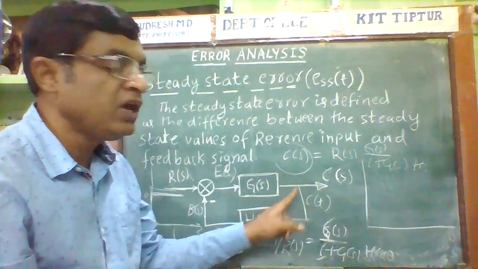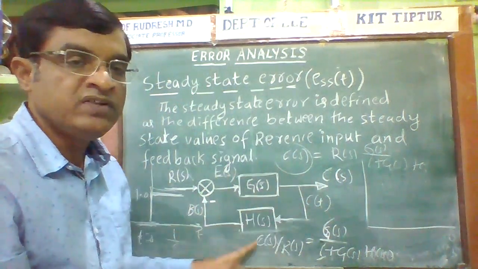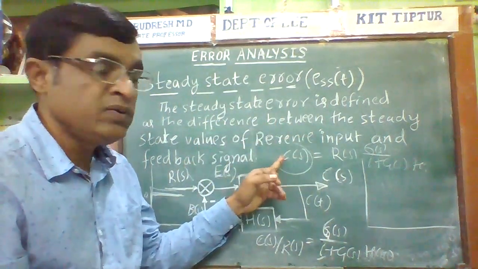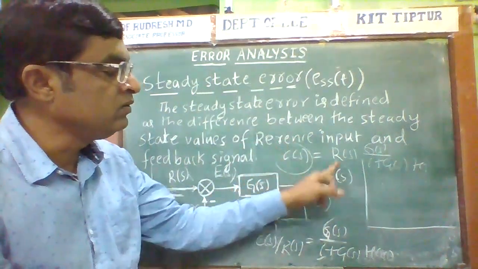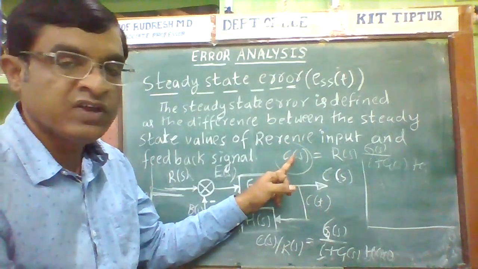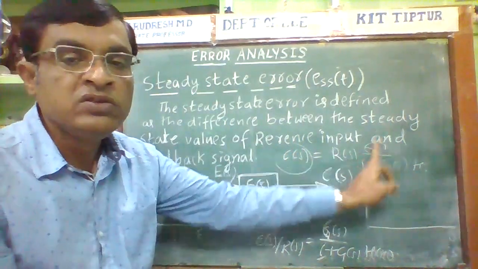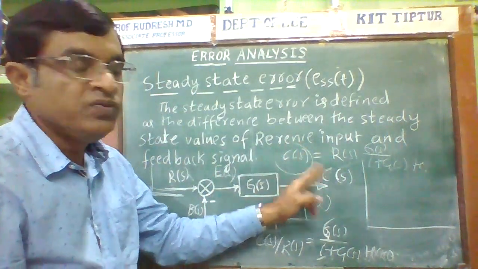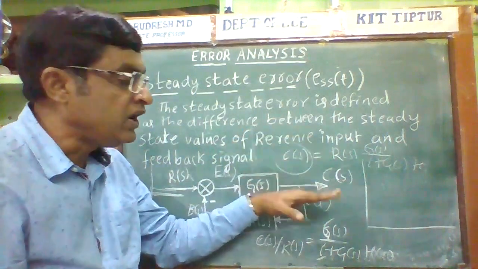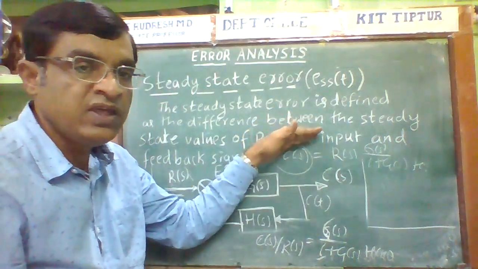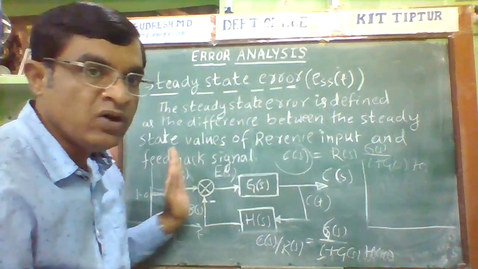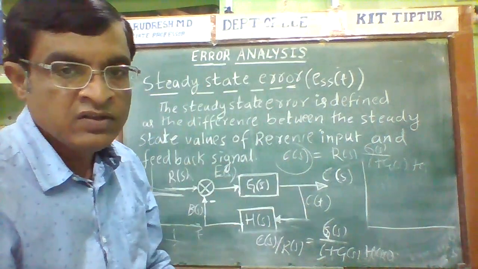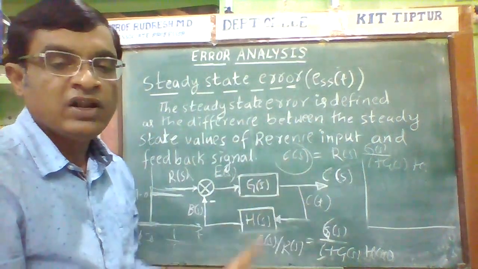C of t can be obtained by writing the differential equation governing the system, taking the Laplace transform, and equating the ratio. Then C of s is equal to the input into the transfer function. Now, if I want C of t, I take the inverse Laplace transform. The output of the closed loop system is called the time response of a system. C of t is called the time response.